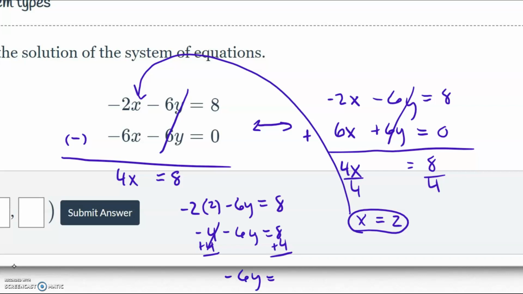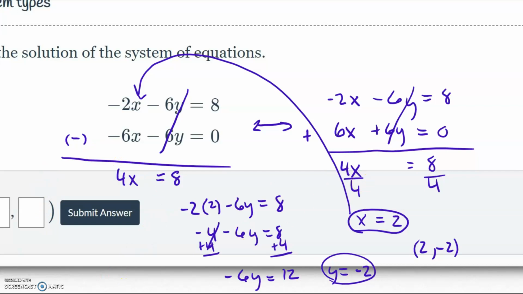Negative 6y equals 12. Divide by negative 6. Y equals, looks like we're going to get negative 2. So these two together make our point. Our point is 2, negative 2.